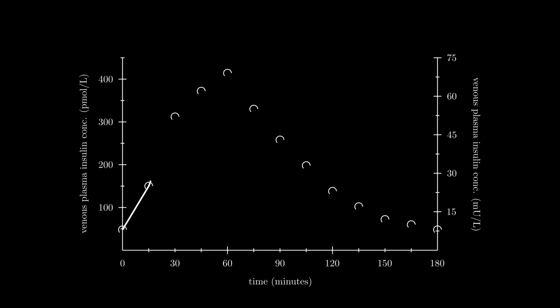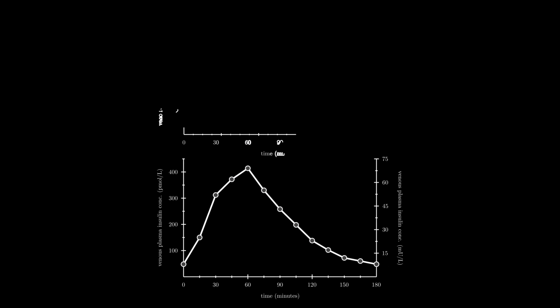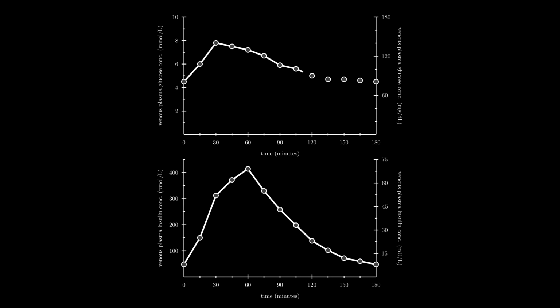When we plot the data, the resulting curve closely resembles the glucose curve in shape. It begins at a baseline level, peaks around 60 minutes after intake, and then gradually returns to baseline. Notice that the insulin curve peaks about 30 minutes after the glucose curve. This delay indicates that insulin secretion from the pancreas is tightly linked to rising glucose levels in the blood.